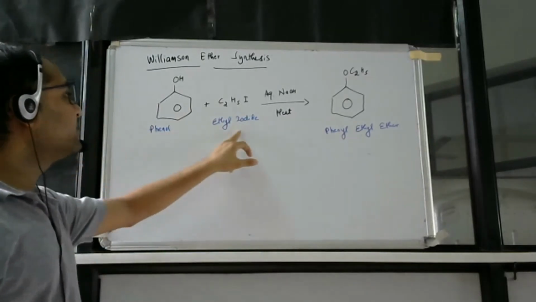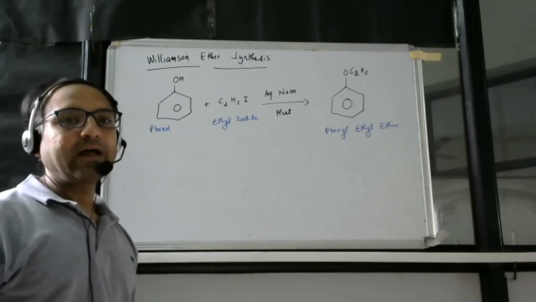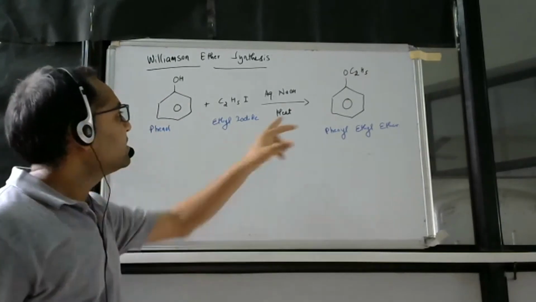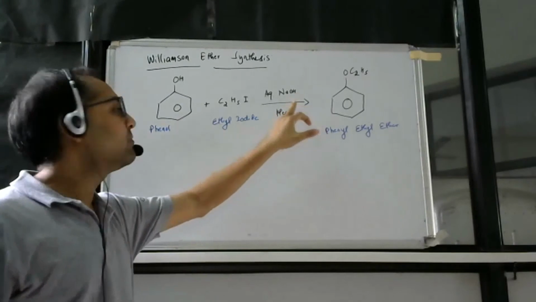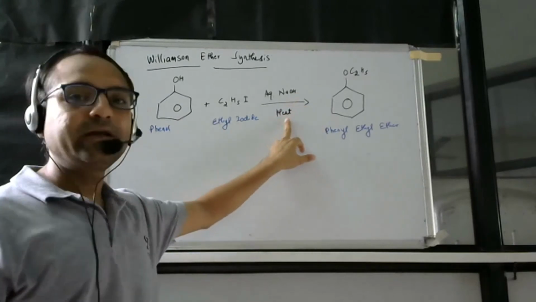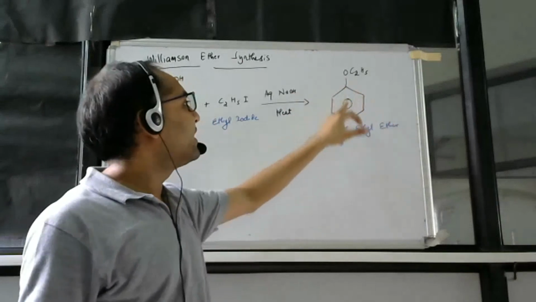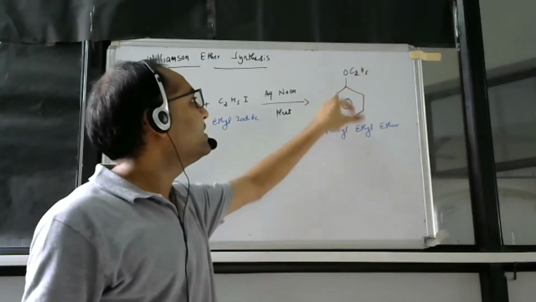So phenol in presence of the ethyl iodide. So ethyl iodide is nothing but alkyl halide, in presence of basic medium and under heating condition, which gives the ether. So it is a kind of alkyl aryl ether.